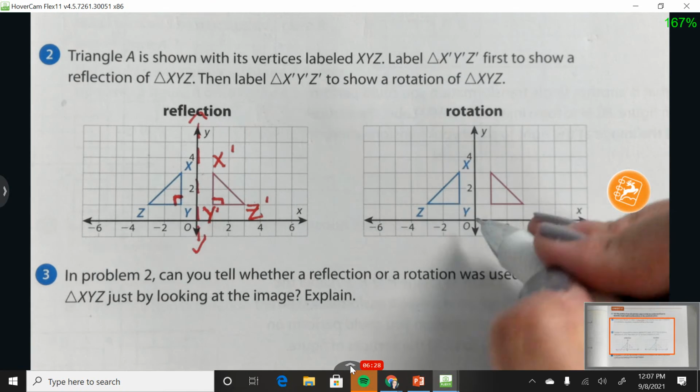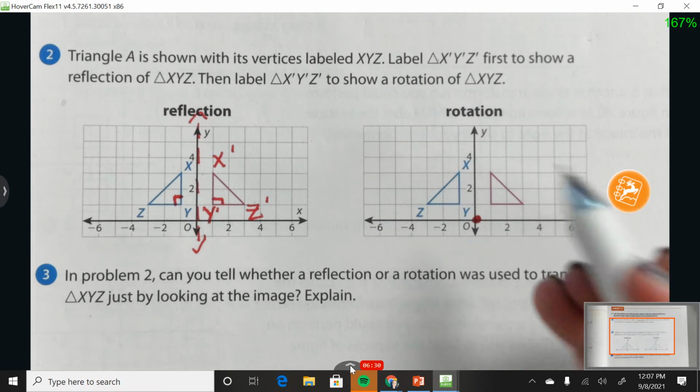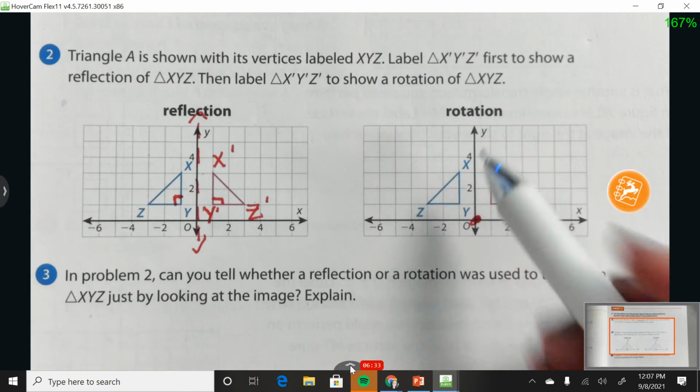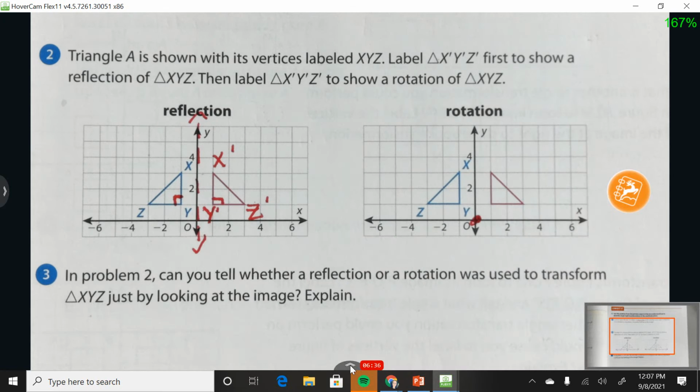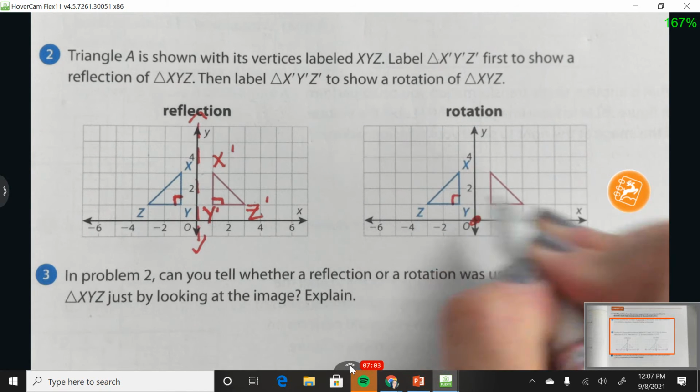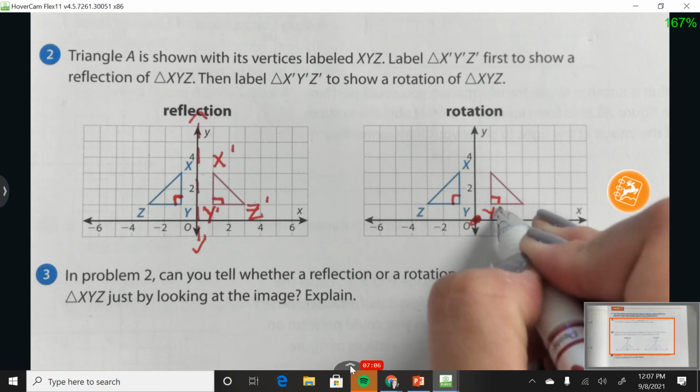Alright, so now we're doing a rotation. The origin is the center of rotation, and we're going to rotate it 90 degrees clockwise. Label the vertices. Don't just sit there, label them. Again, which one is the easiest one to tell what it is? Y. Because it's the right angle, right? So that one is definitely Y prime.